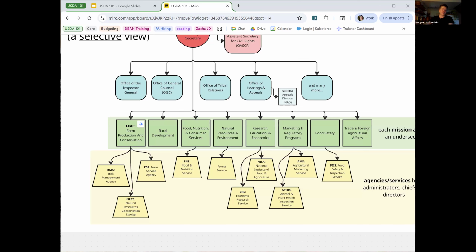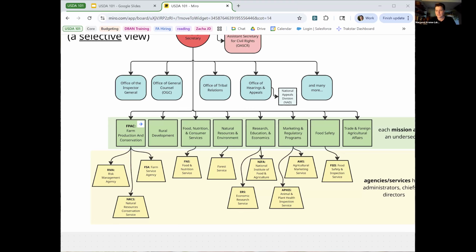I will say these numbers are from 2024. They will probably look different when they're totaled up for 2025. In 2024, Forest Service had 33,000 staff. NRCS had over 12,000 and FSA had over 10,000. The total number for USDA, the entire department, was around 99,000. So that just gives you a little bit of a sense of where the most people are. You can see that with FSA and NRCS being really present locally, that takes a lot more folks.